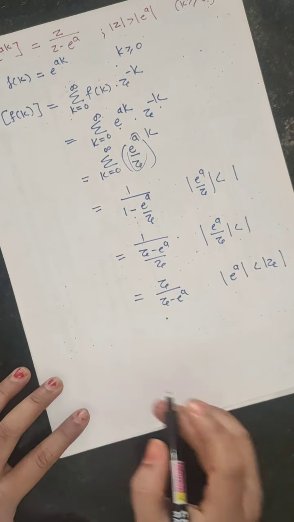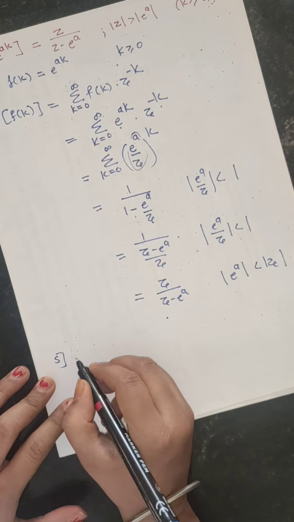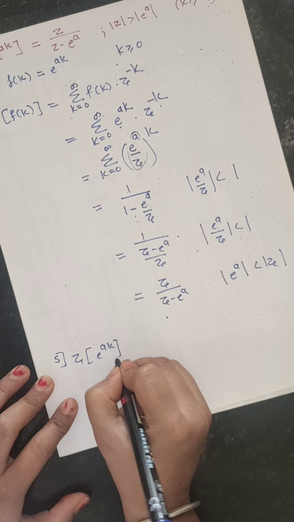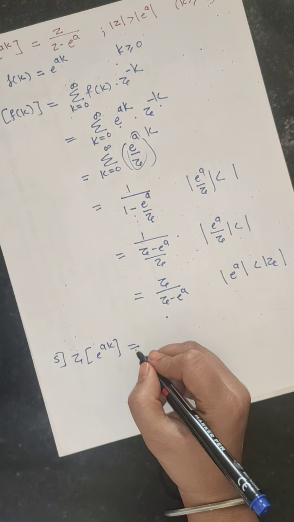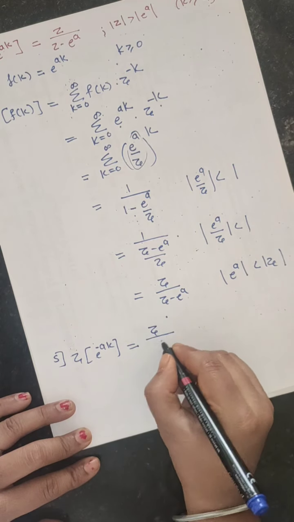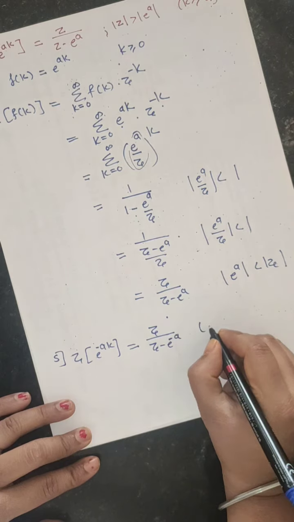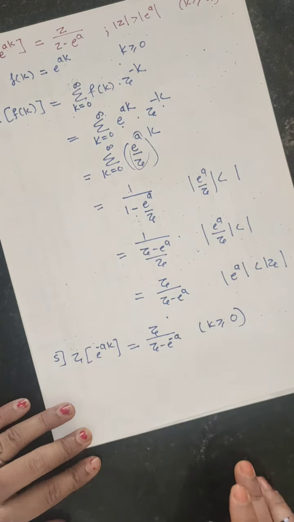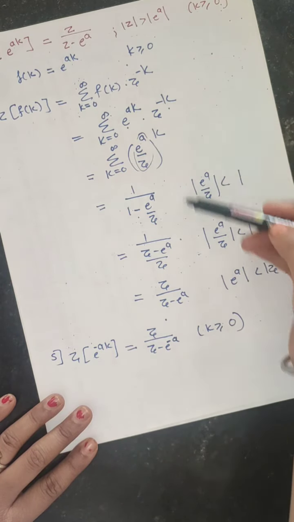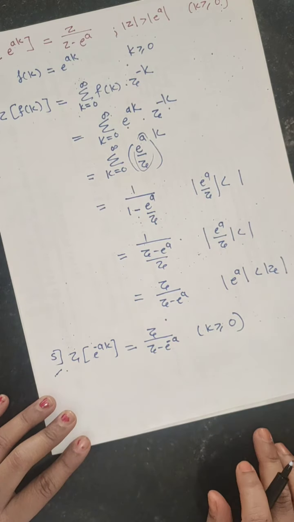Now there is an exercise for you. Solve the same sequence: z of e raised to minus ak is equal to z upon z minus e raised to minus a for k greater or equal to 0. Solve it the same as previous. It is an exercise for you.